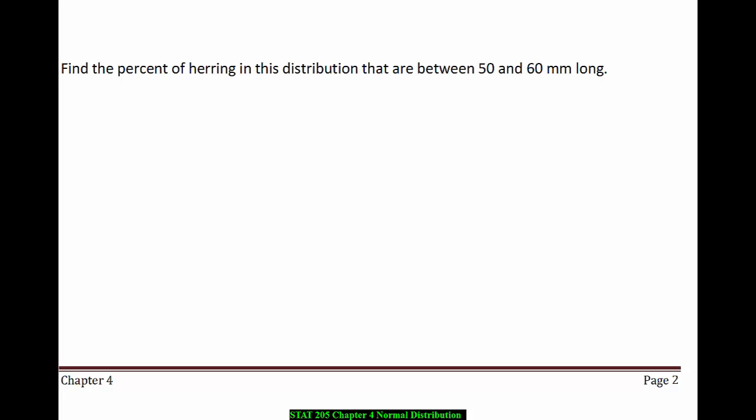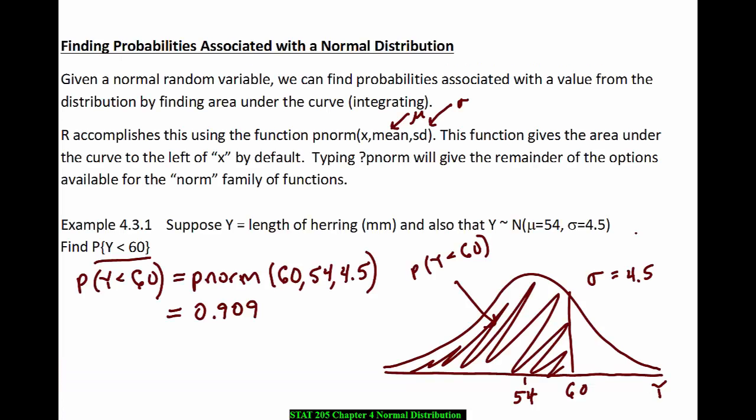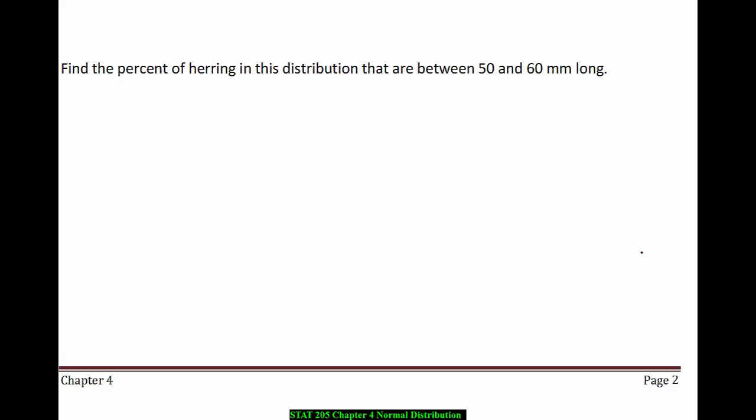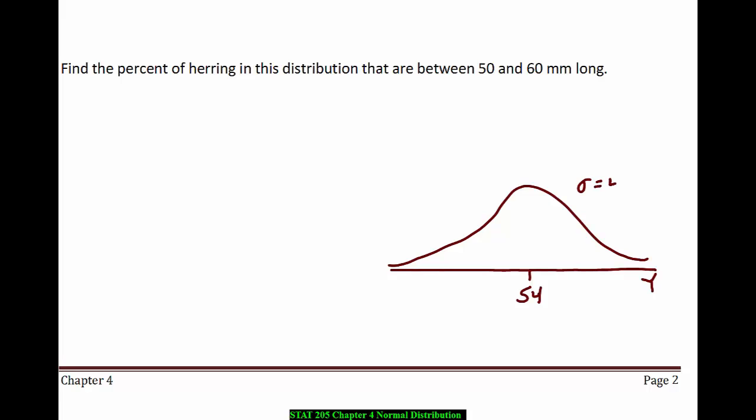Our next question wants us to find the percent of herring in this distribution that are between 50 and 60 millimeters long. So again, we want to go ahead and draw a picture of our distribution. And this one's centered at 54 with a standard deviation of 4.5. And I want to look between 60 and 50. So if I want to find the probability of being between 50 and 60, and then of course I can change that to a percent later, I need the area shaded in right there.